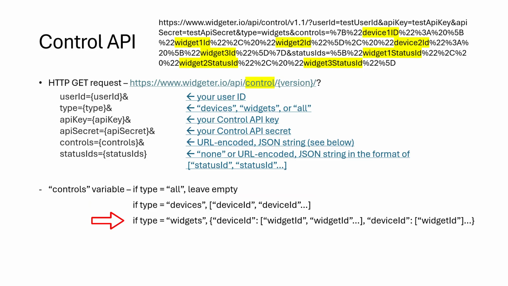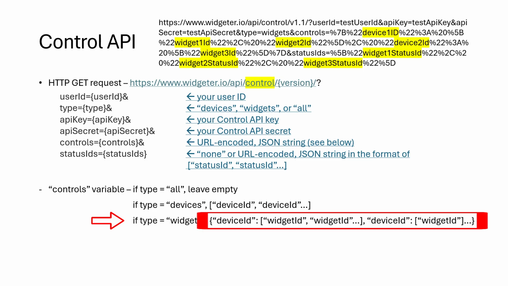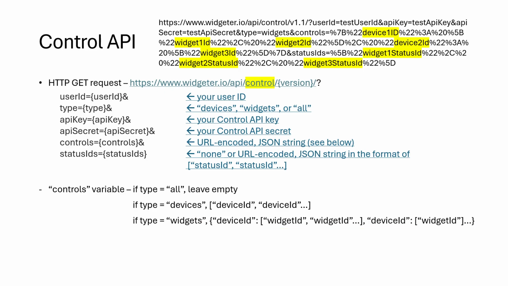If type is widgets, the Control API will return the current values for only the specified widgets within the specified devices. So, in this case, we need to list not only the device IDs, but also the widget IDs for each device. In this case, the unencoded controls variable will look like an associative array, where each device ID is a key, and its associated value is an indexed array of widget IDs. Again, the controls variable does need to be URL encoded.